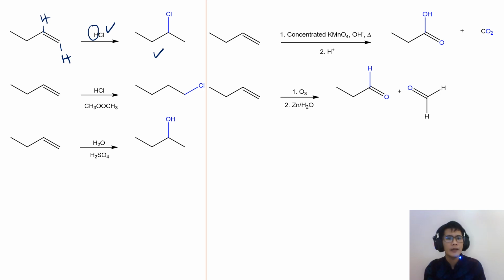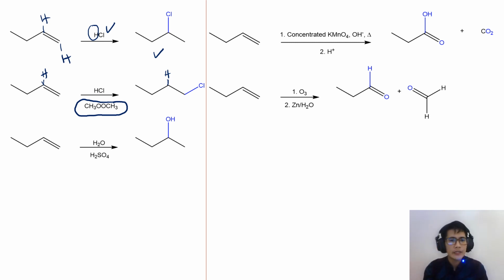Okay, but for the second reaction, since we have the peroxide over here, this reaction will undergo anti-Markovnikov addition. So the Cl will be added to the first carbon, while the H is added to the second carbon. Okay, sebenarnya dia letak kat situ, kat sini, but we do not show it in the skeleton structure. Sebenarnya ada lah dekat situ. Alright.